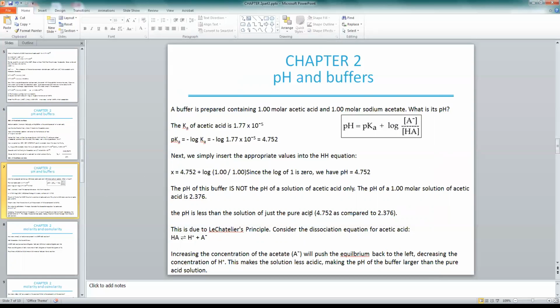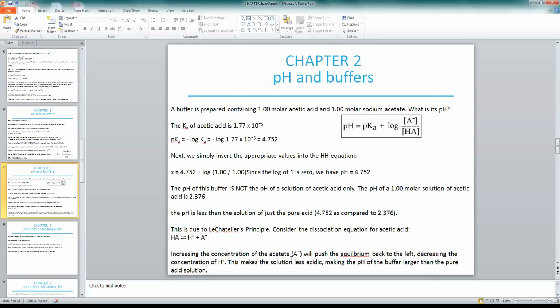Now, the pH of this buffer is not the pH of a solution of acetic acid alone. It's acetic acid and the salt. And you know that because if you were to go through and calculate the pH of a 1 molar solution of acetic acid, that would be 2.376. Our pH is 4.752. The pH of the pure acid solution is lower. And that's true because of Le Chatelier's principle.